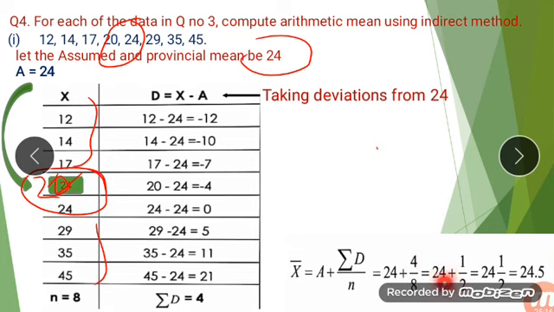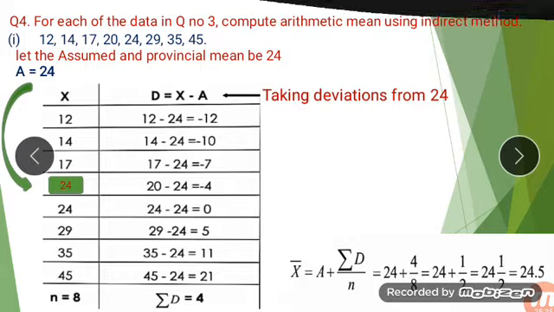4 ones are 4, 4 twos are 8. So we can write 24 plus 1 upon 2, which means half, so the answer is 24.5. This is the way of calculating the arithmetic mean by the indirect method, or shortcut method.